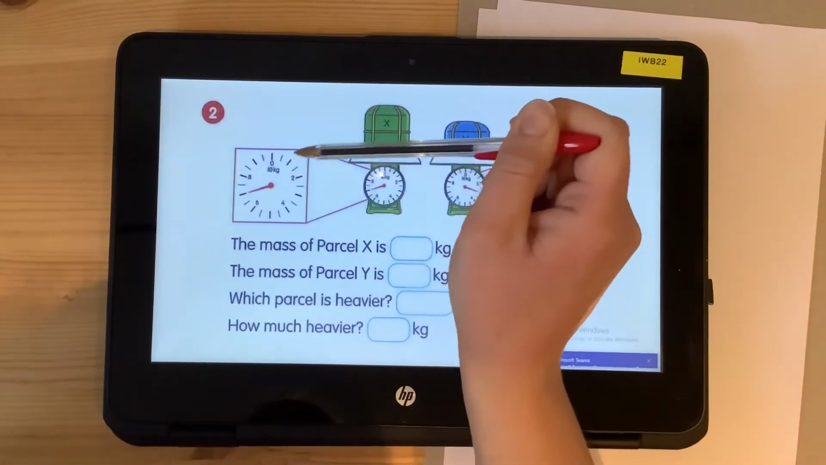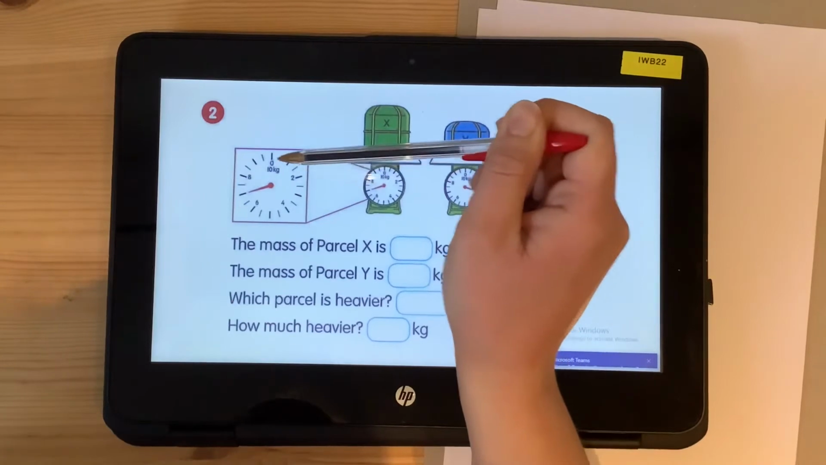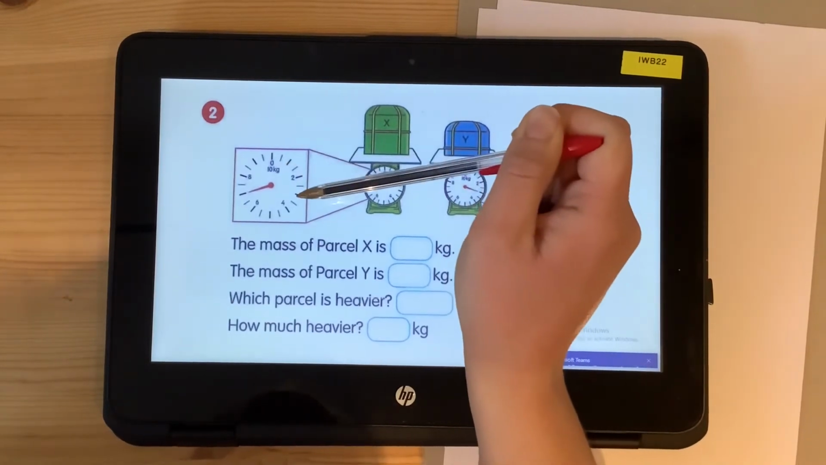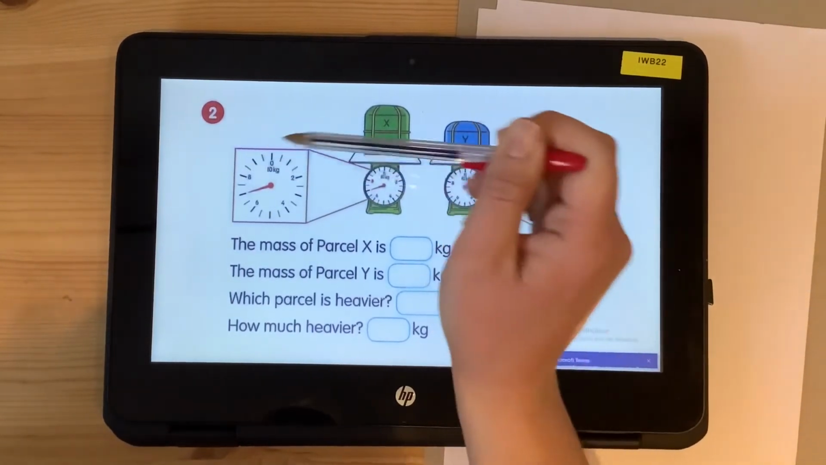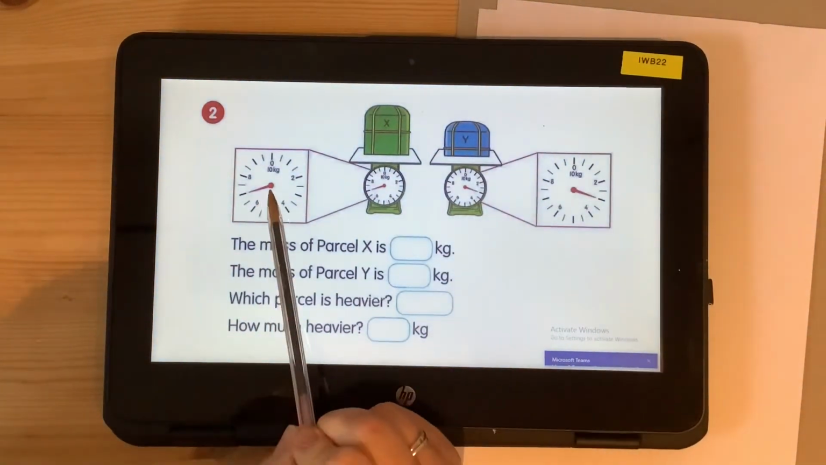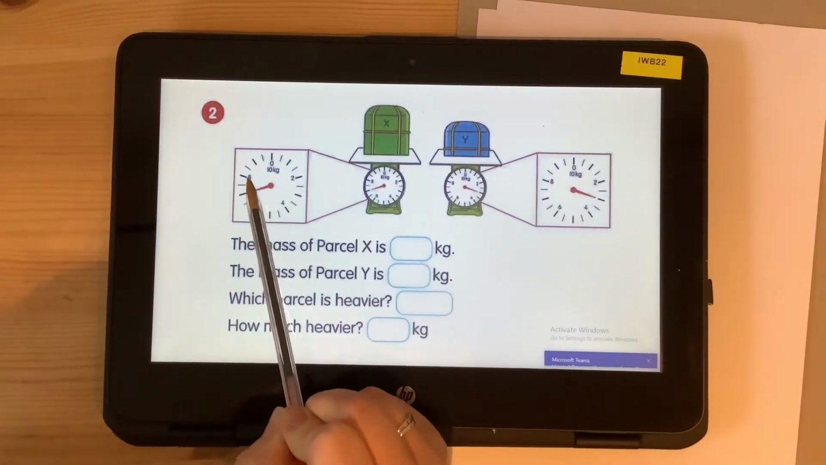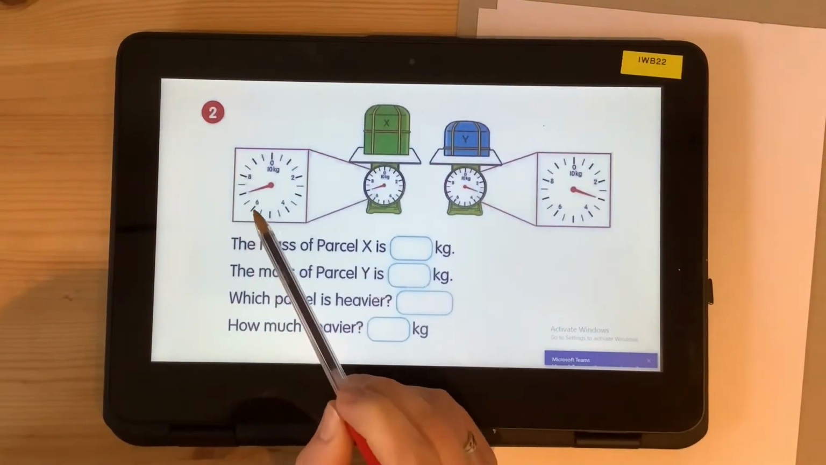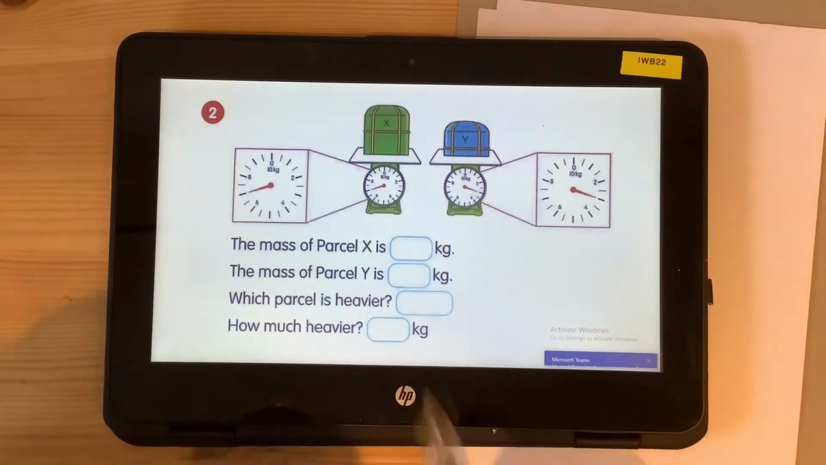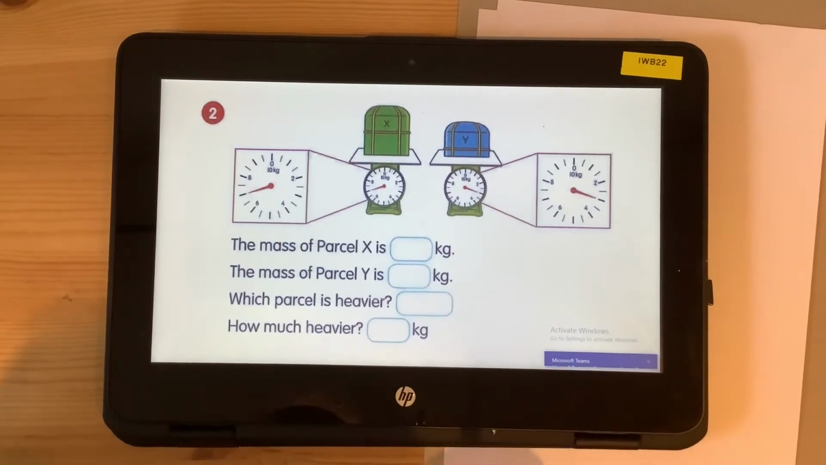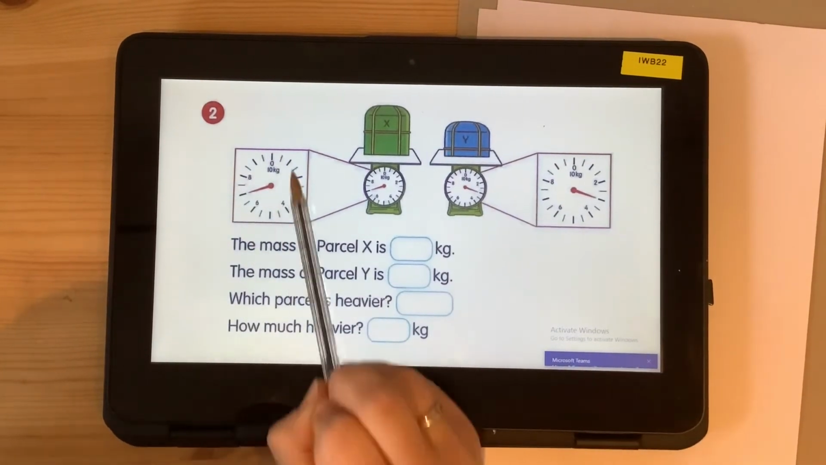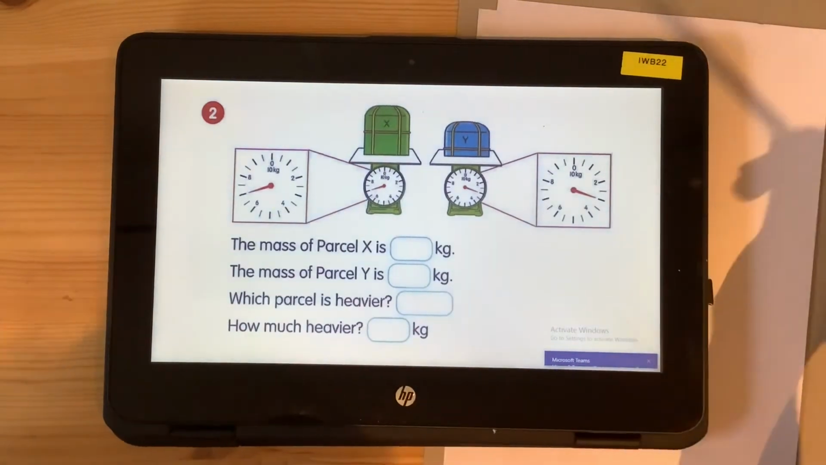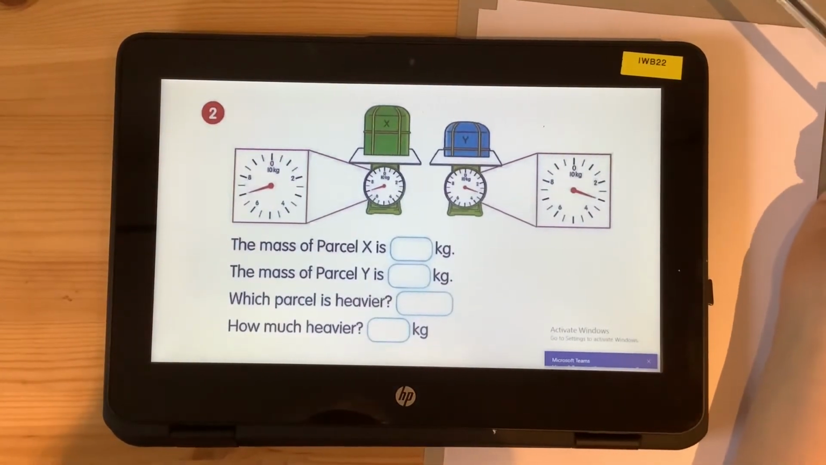So the number I'm in between is, well, it's all the odd numbers, isn't it? 1, 2, 3, 4, 5, etc. all the way around. My needle is pointing between a 6 and an 8, and it is exactly in between. And I know the number that comes exactly in between 6 and 8 is 7. So I have got a 7 kilogram mass. So parcel X has a mass of 7 kilograms.